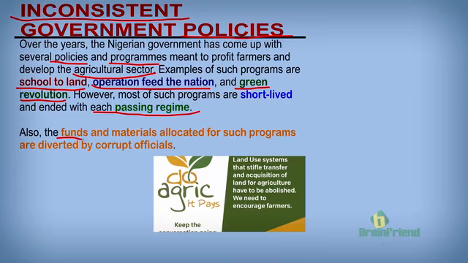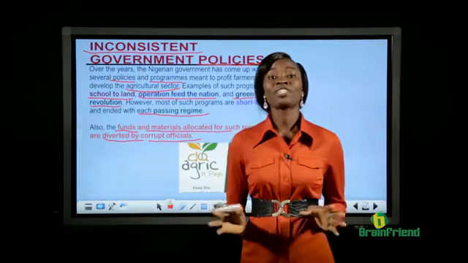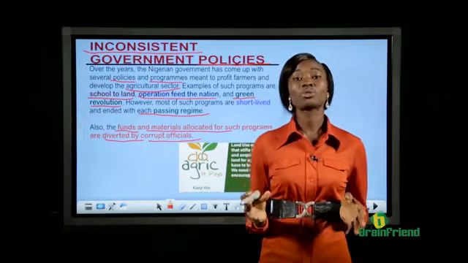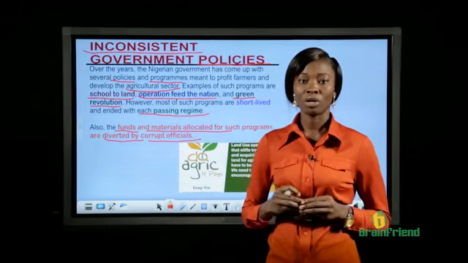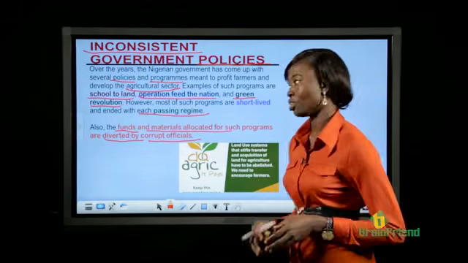Also, funds and materials allocated for such programs are diverted by corrupt officials. Some officials divert these funds and use them for their selfish purposes, thereby limiting the progress of agricultural development in Nigeria.